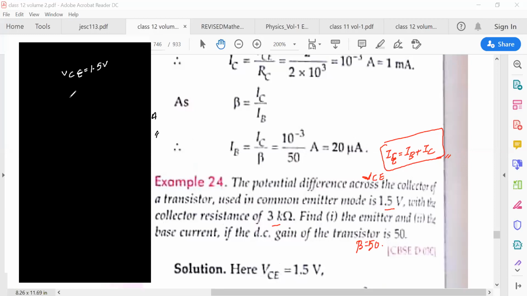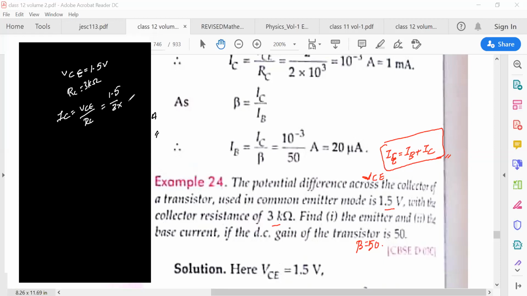Okay, and they have given RC. RC is 3 kilo ohms. So the output resistor, the collector resistance, is 3 kilo ohms. Find the collector and base current. First, find the collector current. The formula is IC is equal to VCE by RC. Remember, IC is equal to VCE by RC. So it is nothing but 1.5 by 3.